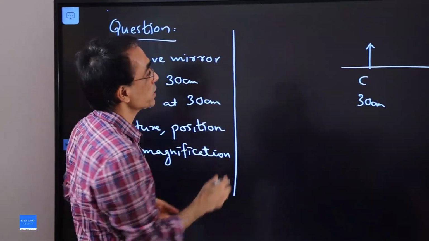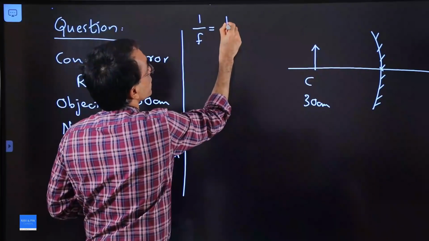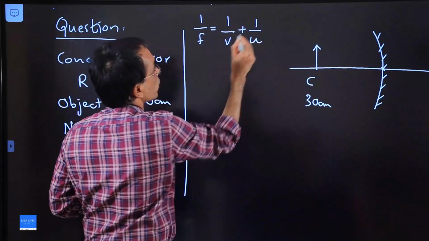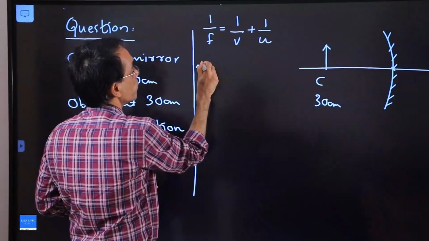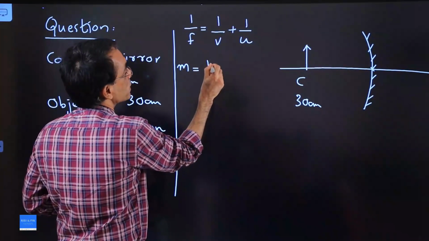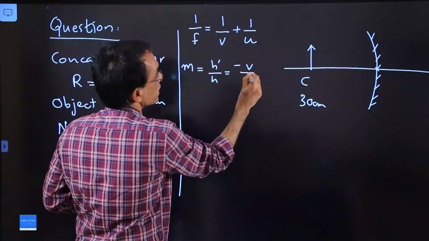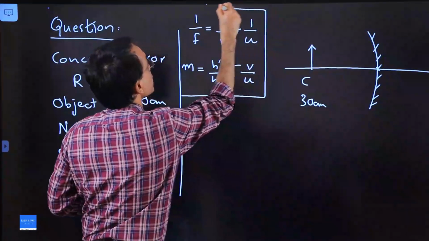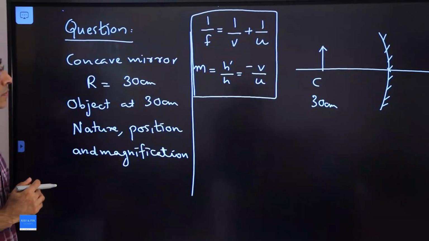Now, what are the equations that we have? We have the equation for focal length, image distance and object distance: 1 by f equal to 1 by v plus 1 by u. And for magnification, we have an equation. Magnification is given as m, which is h dash by h, which is given by minus v by u. But all with the Cartesian convention. Without that, you can't apply this.